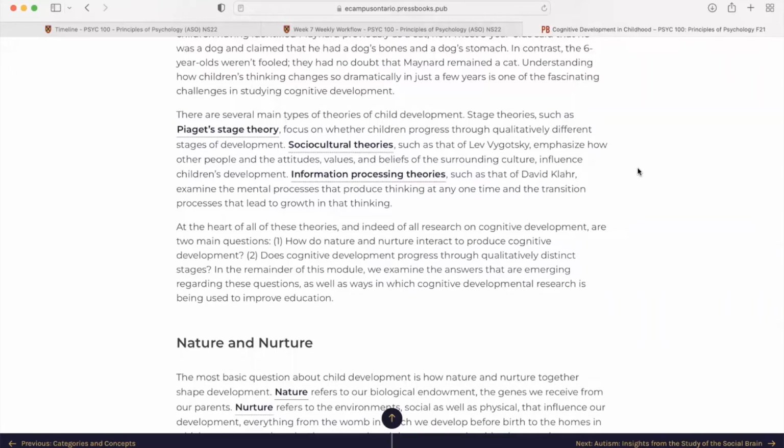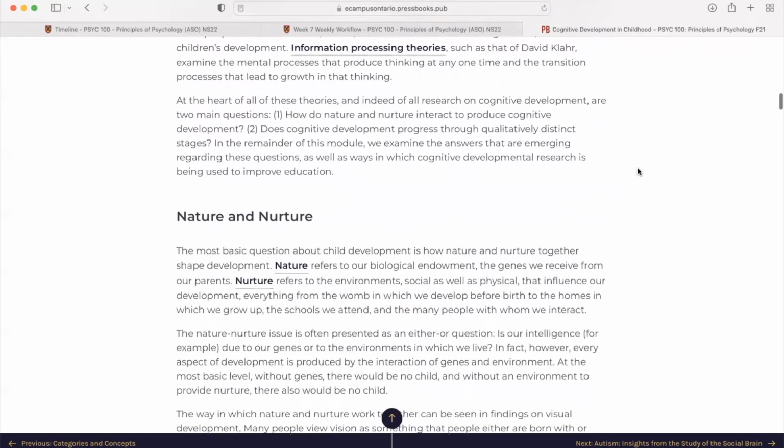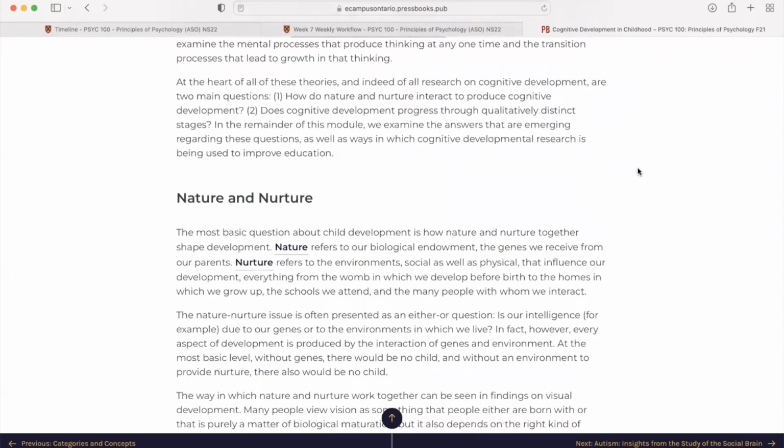Information processing theories, such as that of David Klahr, examine the mental processes that produce thinking at any one time and the transition processes that lead to growth in that thinking. At the heart of all of these theories, and indeed of all the research on cognitive development, are two main questions. How do nature and nurture interact to produce cognitive development? And does cognitive development progress through qualitatively distinct stages? In the remainder of this module, we'll examine the answers that are emerging regarding these questions, as well as ways in which cognitive development research is being used to improve education.